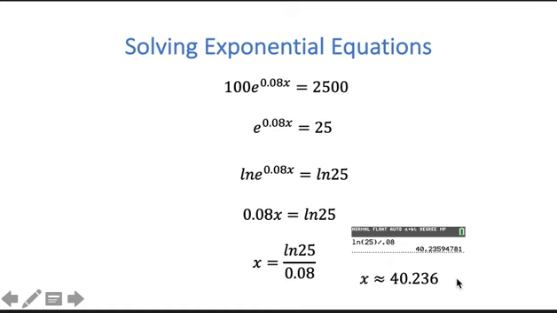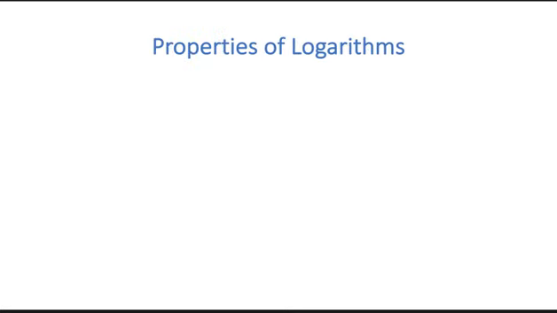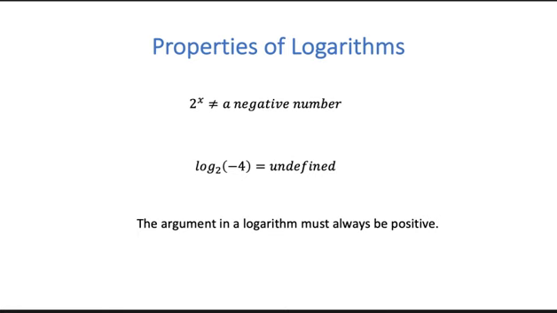Okay, another property, which is going to help us solve our logarithm problems. So remember, when we were talking about logarithms, 2 to the x can never be equal to a negative number. It's for that reason that the log base 2 of negative 4 is undefined, because there's no exponent you can raise 2 to get negative 4. So remember, the argument in a logarithm, the argument is this parenthesis part, must always be positive. Okay, keeping that in mind, that's going to help us going forward with this next section.